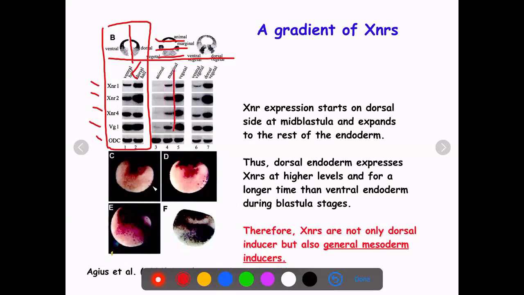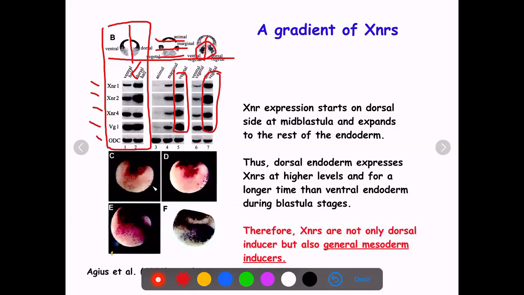since the vegetal here produces a lot, they did a microsurgery on this vegetal chunk, and then they divided it into half. So ventral vegetal, and then dorsal vegetal. Wow, such a tedious experiment. And what they found is that when they loaded, the dorsal vegetal produces much, much more than the ventral vegetal.